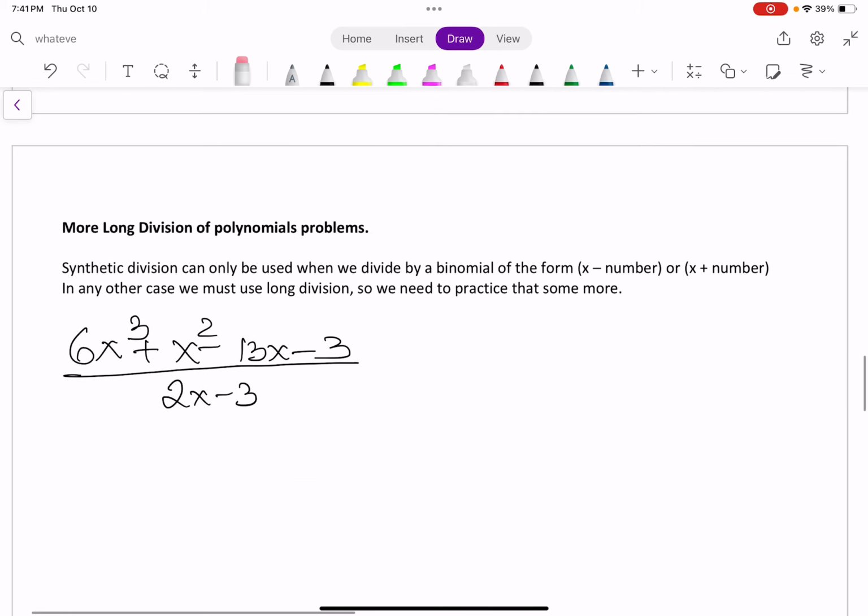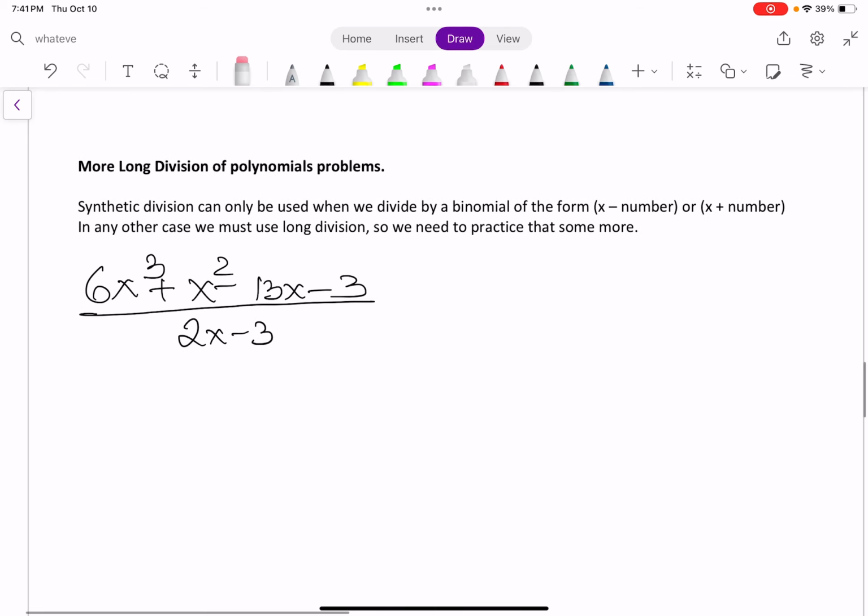So I put on a couple more long division problems. So remember, synthetic division can only be used when we divide by a binomial of the form x minus some number or x plus some number. In any other case, we must use long division. We can't use the shortcut, okay? So sometimes we might actually need to do these kind of divisions. So here it is. I'm practicing only on what we might need in the next couple sections, not just random types of long division.